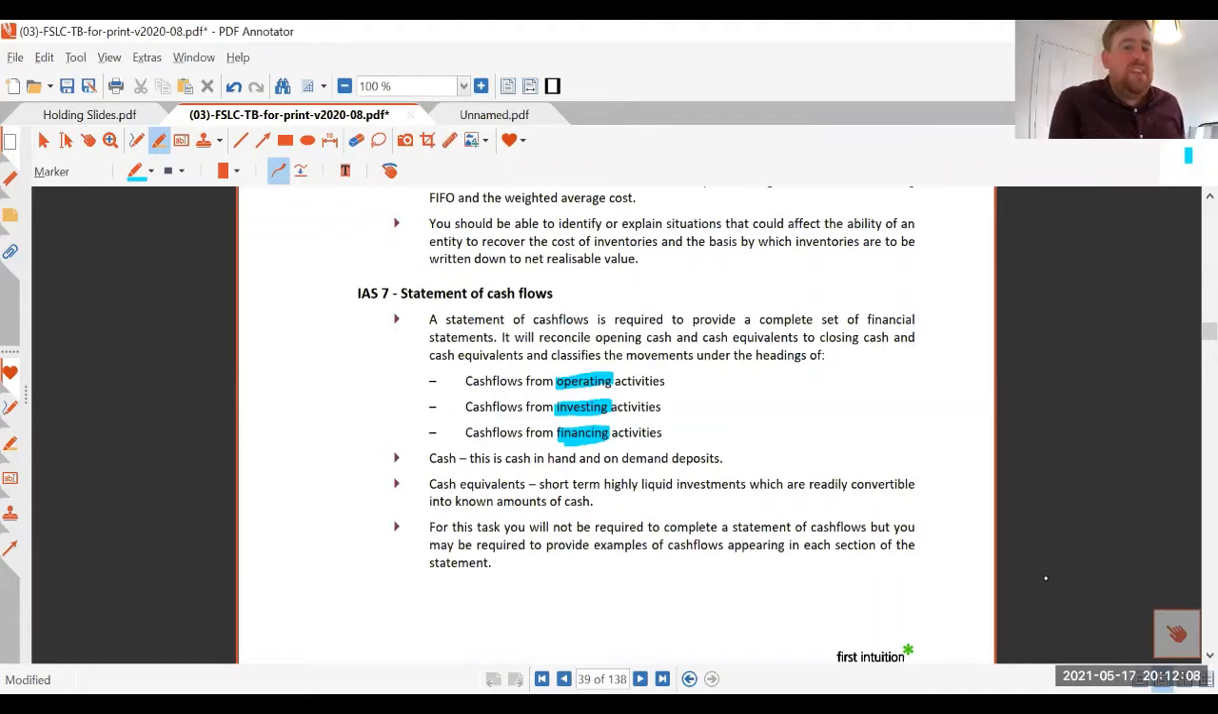So that's what we're trying to achieve with that statement of cash flows. It tends to be just talking about specific examples, how you might treat certain things, but you're certainly not going to be expected to produce a full cash flow here. So just a bit of an understanding about what you're trying to achieve with those is all you're going to need in this section.